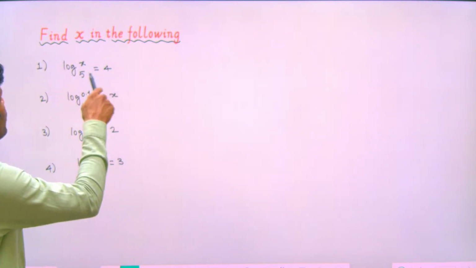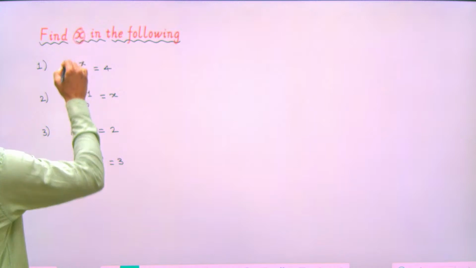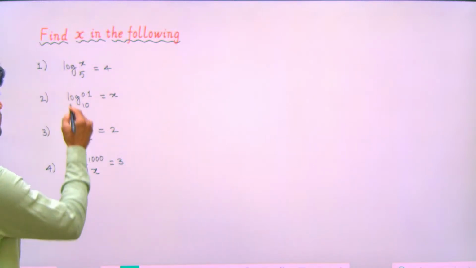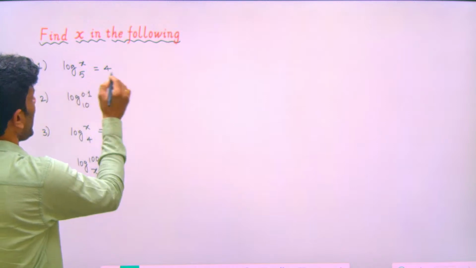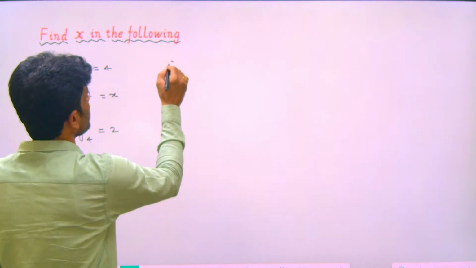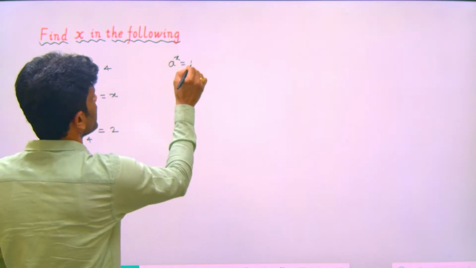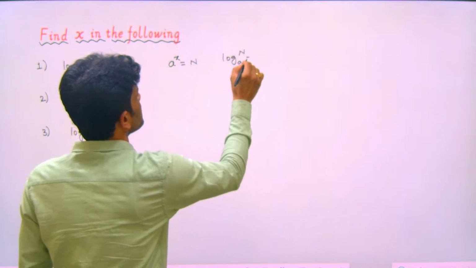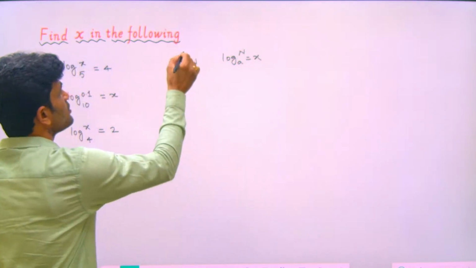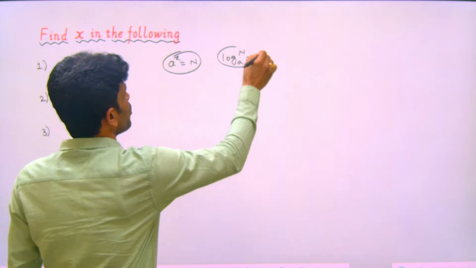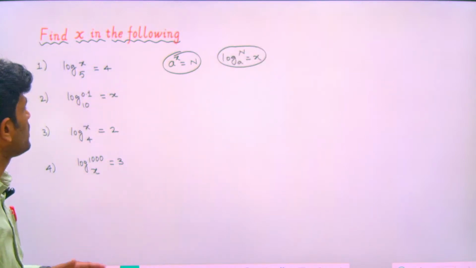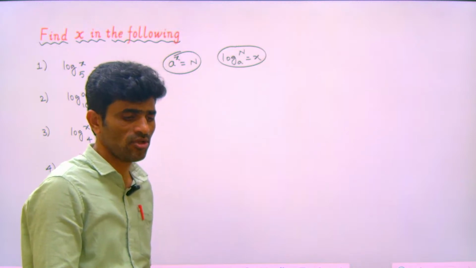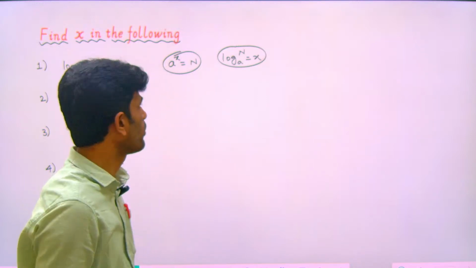So here in all these, what you have to do, we have to find the value of x. Everywhere we have to find the value of x. Now see here, how can we find? I told you one concept. What if a to the power of x is equal to n? Then I said log n to the base a is equal to x. This is called exponential form. This is called logarithmic form. We can convert both. We can convert a number from exponents to logarithms or logarithms to exponents.